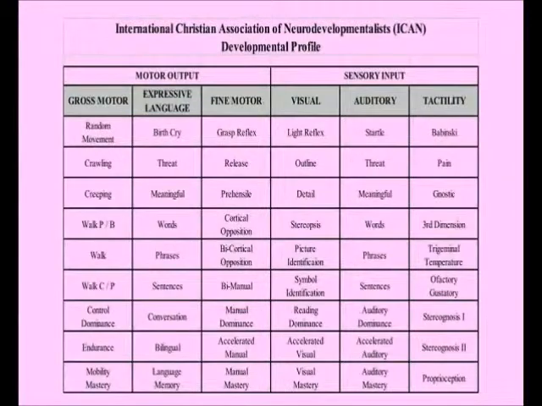Along the 7th row on this profile, under gross motor, you have control dominance. Under fine motor, you have manual dominance. Under visual, you have reading dominance. And under auditory, you have auditory dominance. Those have to do with the long-term memory and the dominance of each of these body parts. And so we would expect that to take place by about 7 years old. And so those are things that we're looking for.